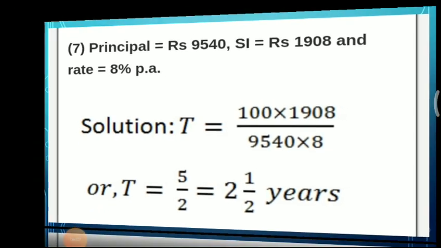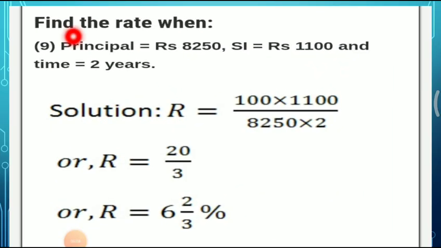Next question is: find the rate when principal is 8250 rupees, SI 1100, and time 2 years.